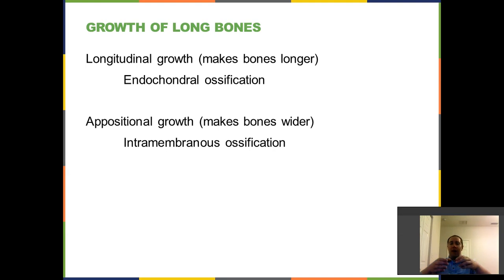Bones, as we get older and we grow, have to get bigger around also. They have to get longer, but as they get longer, they have to get bigger. Think of a tree. As the tree gets taller, it also gets wider. So in a long bone, they get wider through intramembranous ossification. They get longer through endochondral ossification.